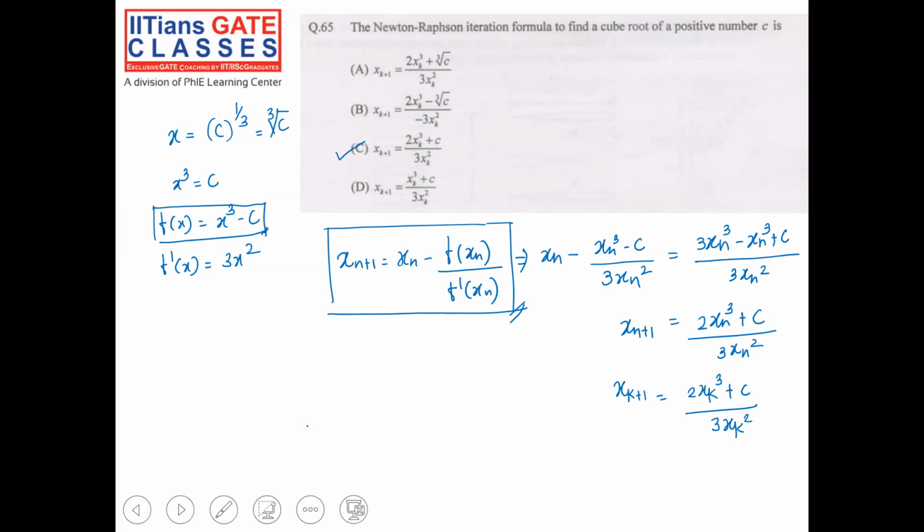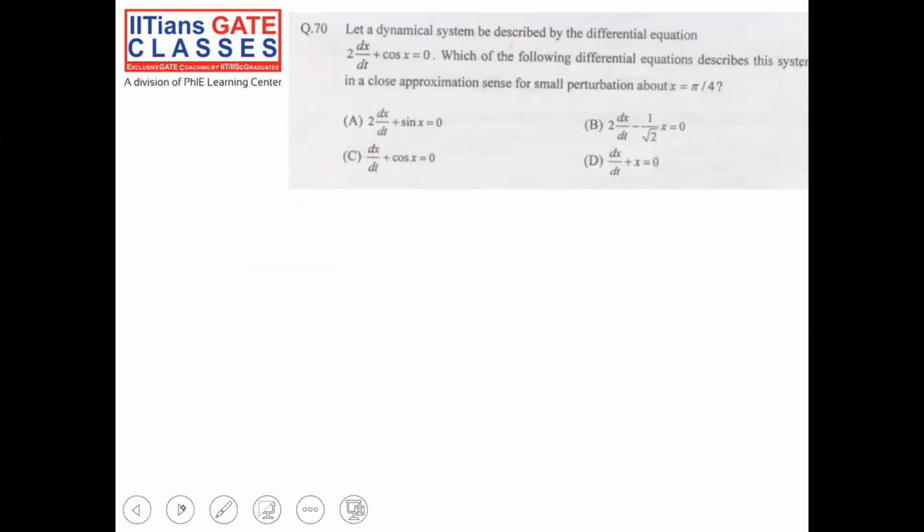Coming towards the next question, it is related to a differential equation. The question is, let a dynamic system be described by the differential equation 2 dy by dx plus cos of x equal to 0. And the question is, which of the following differential equations describes the system in a close approximation sense for small perturbation about x is equal to pi by 4.